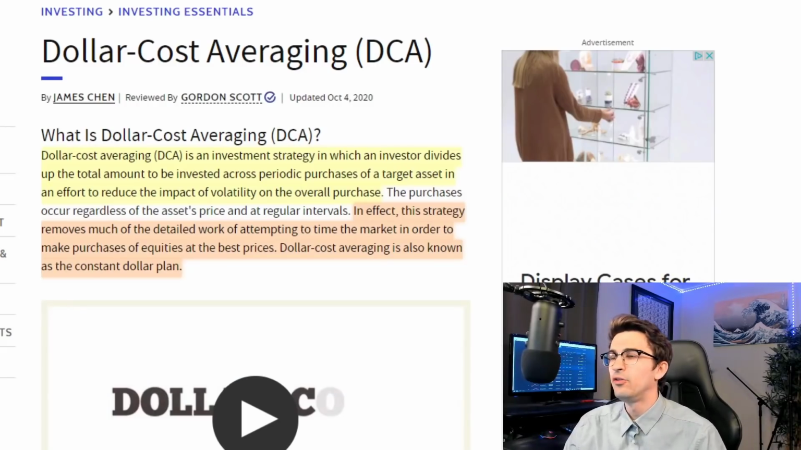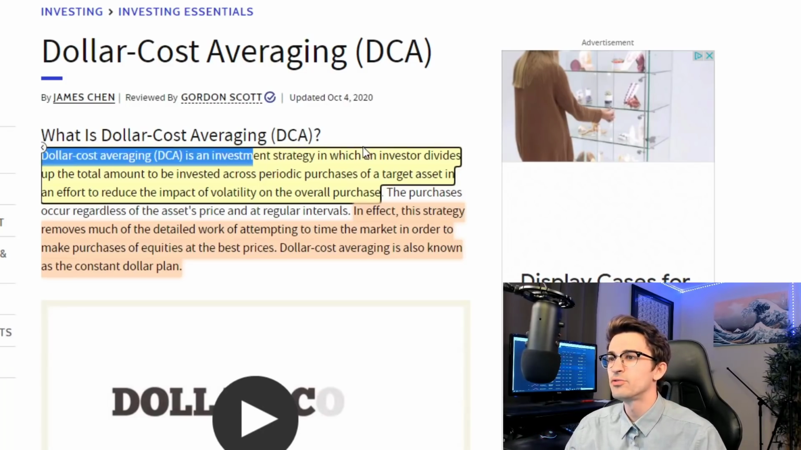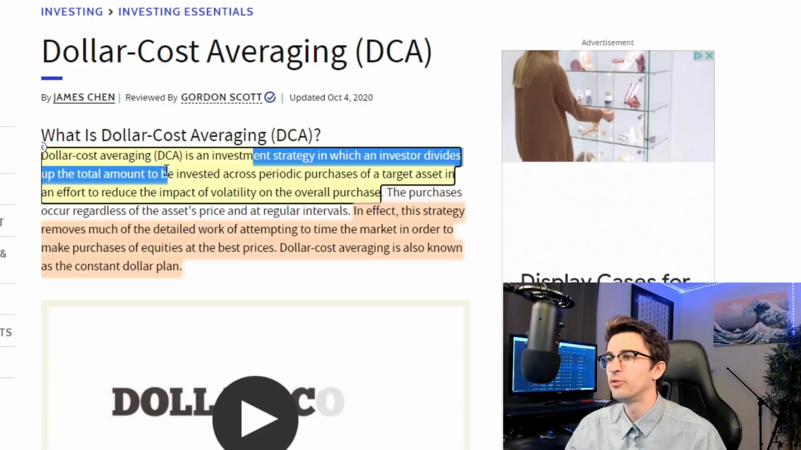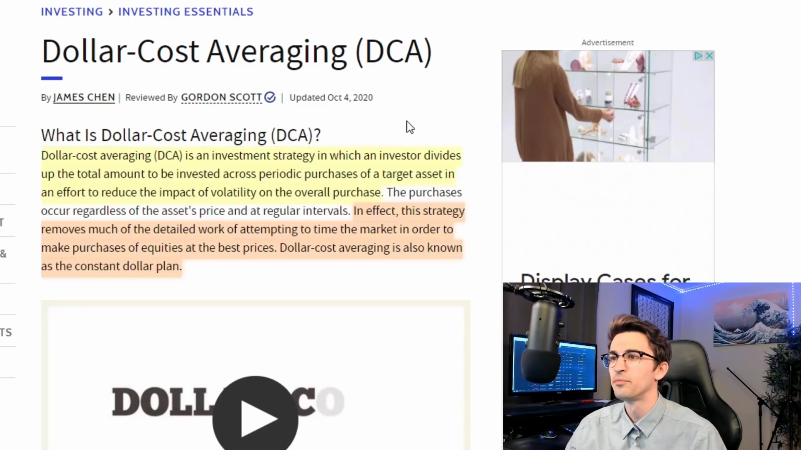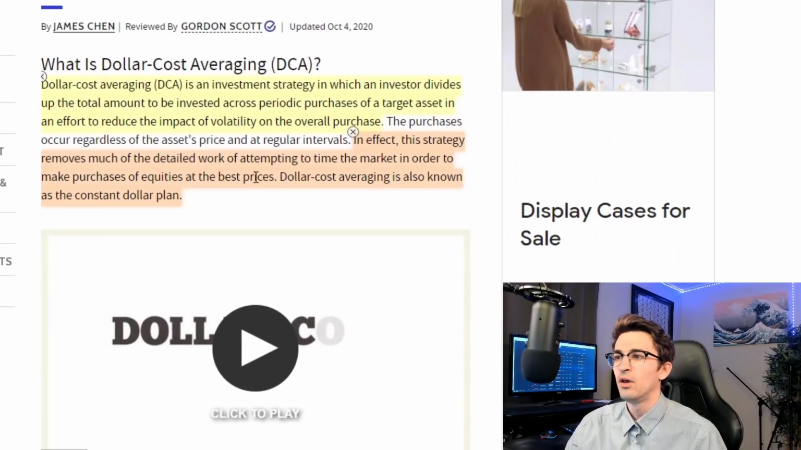All right guys, so jumping into what dollar cost averaging is, also known as DCA as you'll see it. Dollar cost averaging is an investment strategy in which an investor divides up the total amount to be invested across periodic purchases of a target asset in an effort to reduce the impact of volatility on the overall purchase. And I do mention this quite often. I do my dollar cost averaging slightly different than the definition of dollar cost averaging though, and I think my strategy actually works out better, especially in cryptocurrencies, and we will get into that in some examples as well.